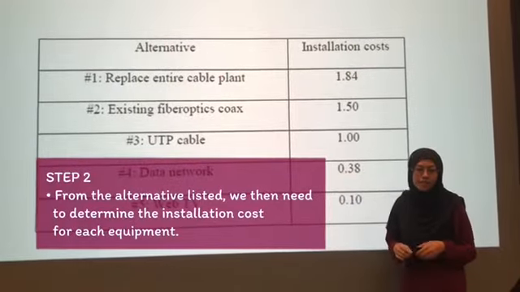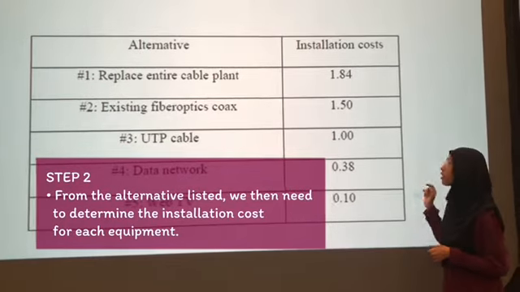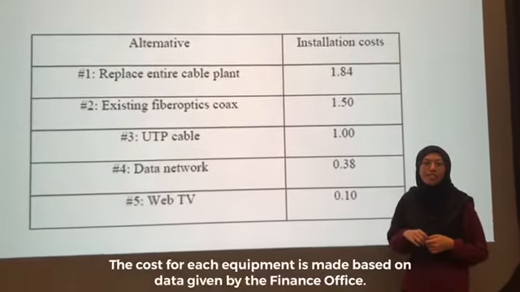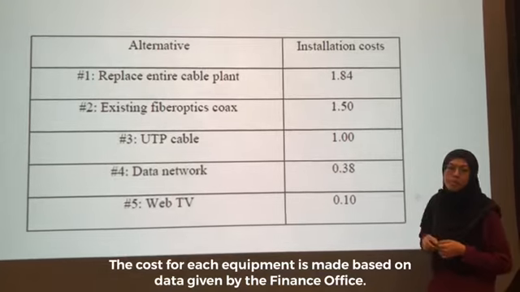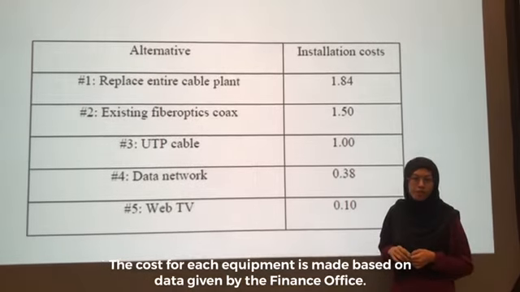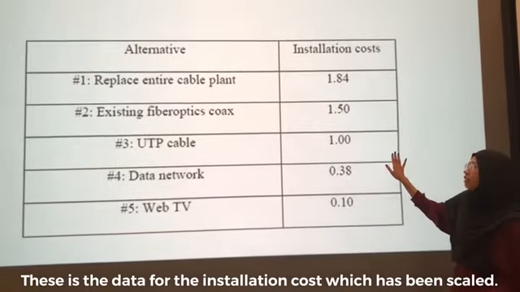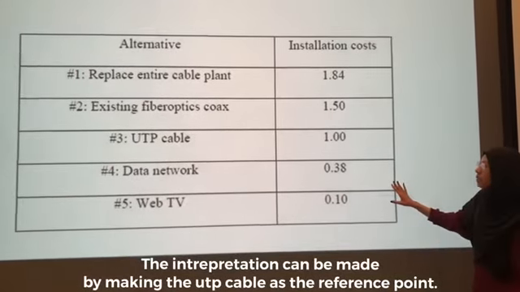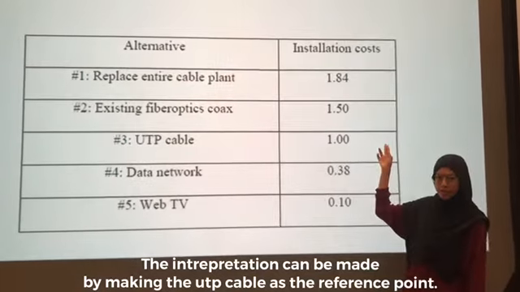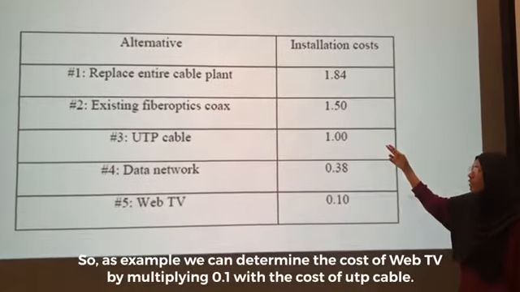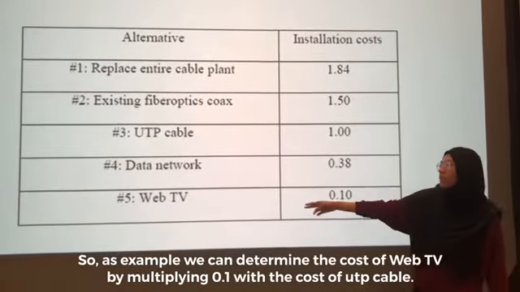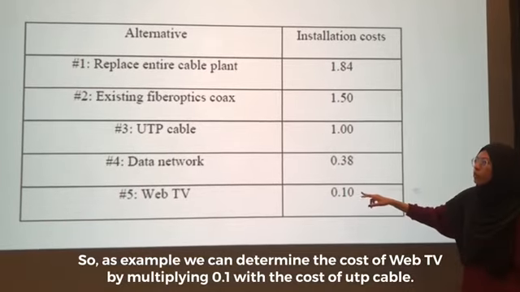From the alternatives listed, we then need to determine the installation cost for each equipment. The cost for each equipment is based on data given by the finance office. This is the data for the installation cost, which has been scaled. The interpretation can be made by using the UTP cable as the reference point. So as an example, we can determine the cost for web TV by multiplying 0.1 with the cost of UTP cable.